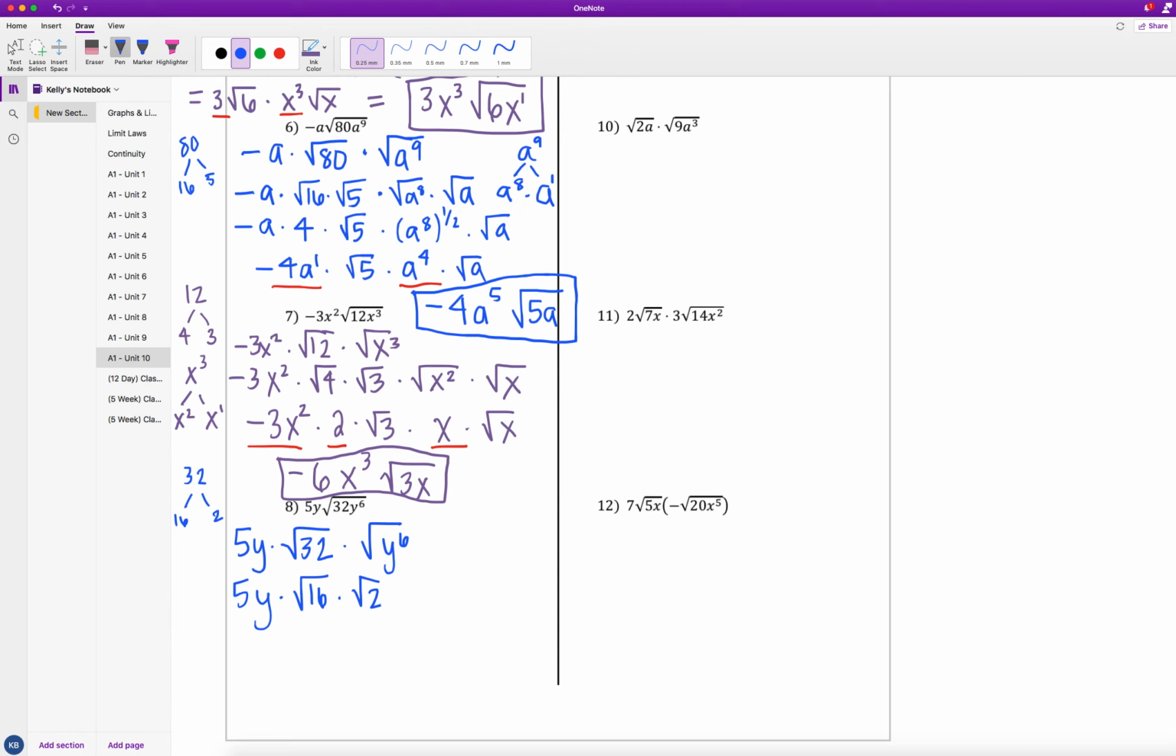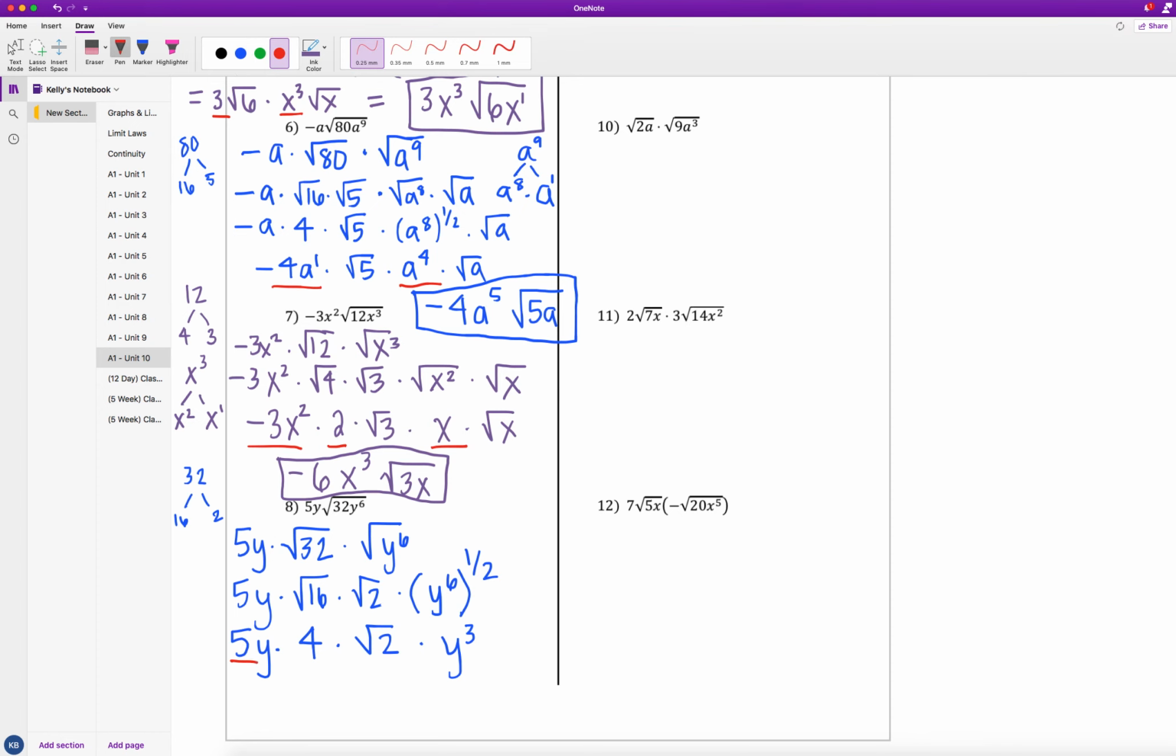On the square root of y to the 6th, my power this time is 6, my index is 2, and 6 is divisible by 2. So there's no need to break this apart, and I can just rewrite this in exponential form, and then I'll end up multiplying those and I'll get a perfect divisible value. So simplifying this down, the 5y is still there. Square root of 16 is going to be 4. Unfortunately, the square root of 2 cannot simplify anymore. And then y to the 6th to the 1/2 will end up giving us y to the 3rd by multiplying those.